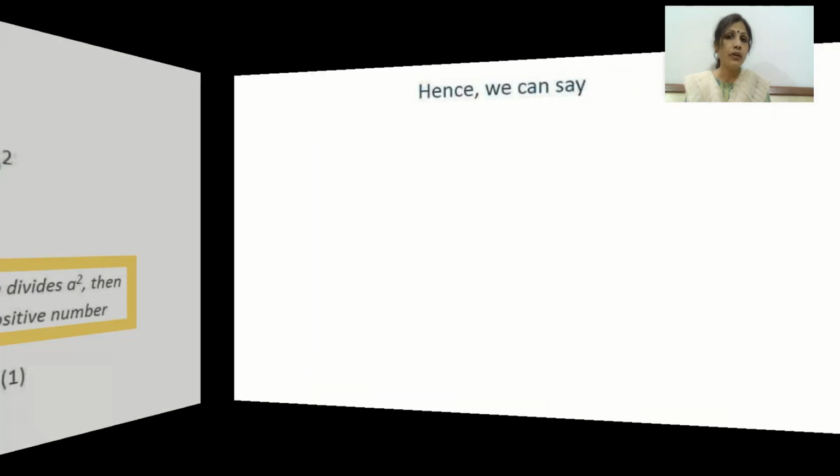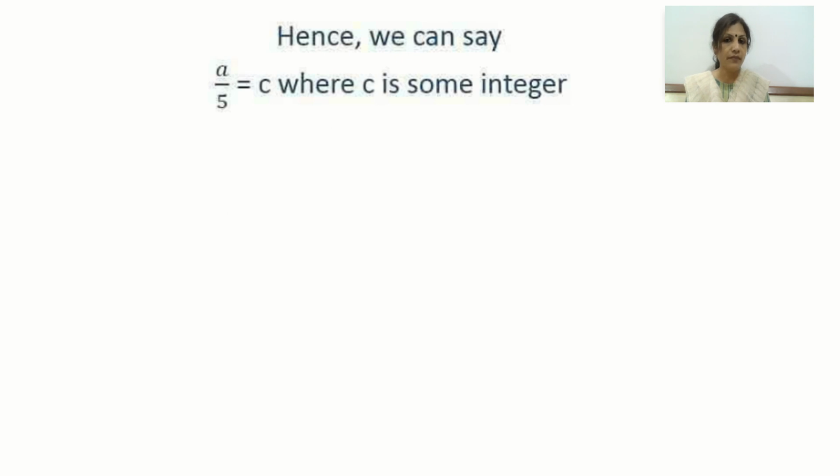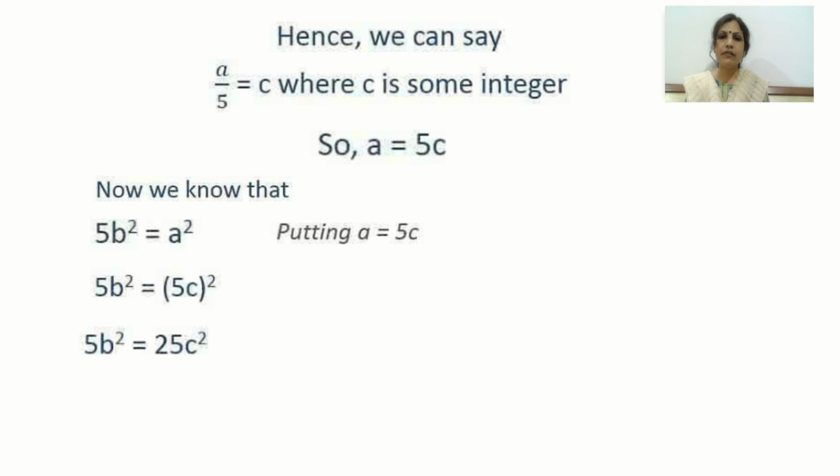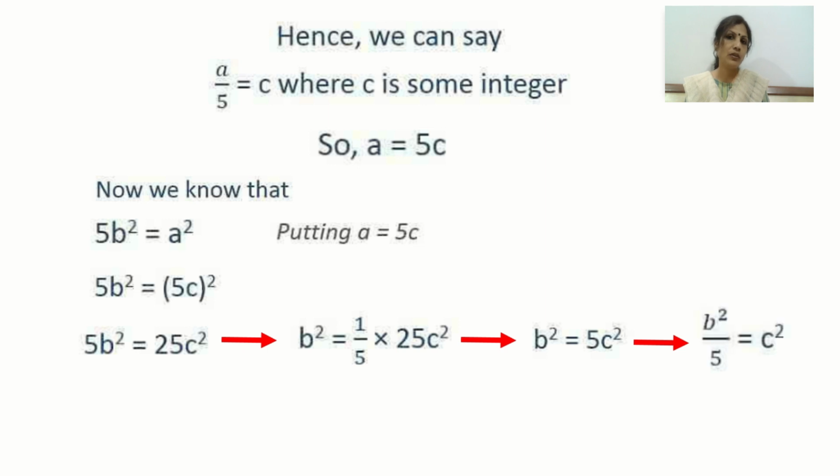Now just see, we can say that a upon 5 is equal to c, where c is some integer. Alright, so we can write a as 5 into c. Now we have the relation 5b square is equal to a square. Now in place of a, let us substitute 5c. So we have 5b square is equal to 5c the whole square. So we get 5b square is equal to 25c square. We can cancel this 5 and 25. So 5 fives are 25. What do we get? We get b square is equal to 1 upon 5 into 25c square. By cancelling this 5 and 25, we get b square is equal to 5c square. Alright, so b square upon 5 is equal to c square.